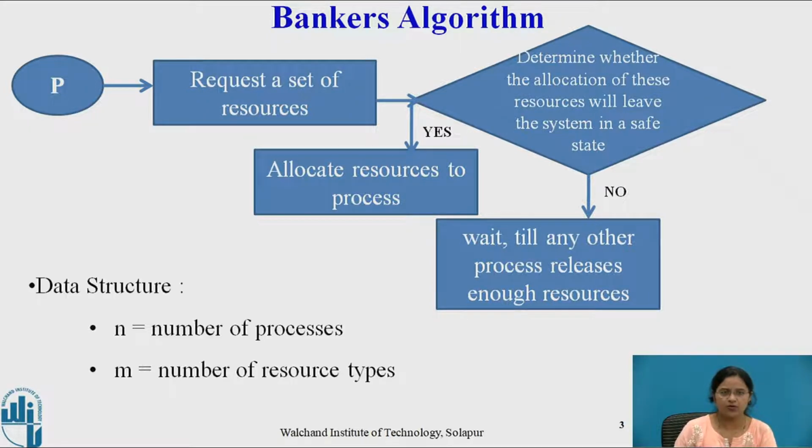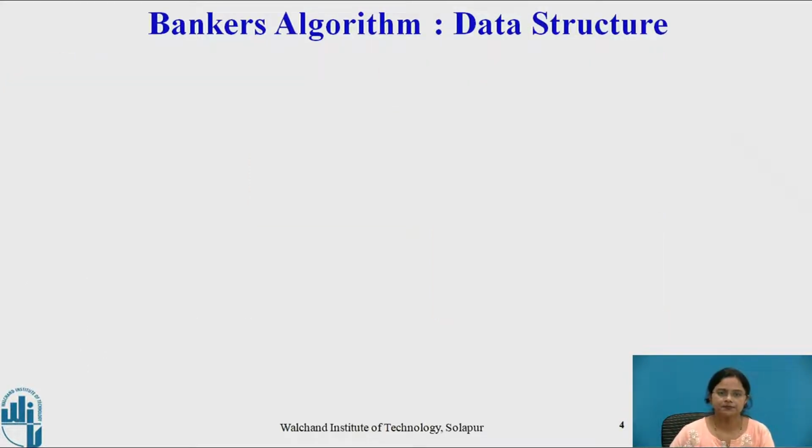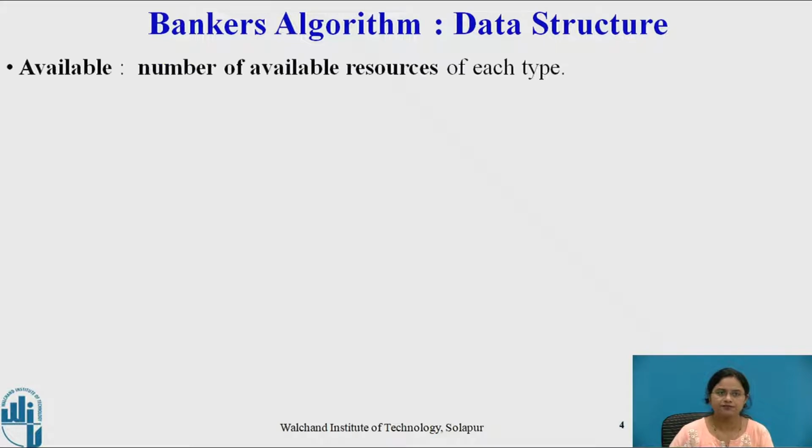So for this we require data structures: the number of processes and the number of resource types, that is, the total number of resource types. Along with these, we require different data structures which we are going to apply for Banker's algorithm. First is the available matrix. What is this available matrix? It is nothing but the number of available resources of each type.